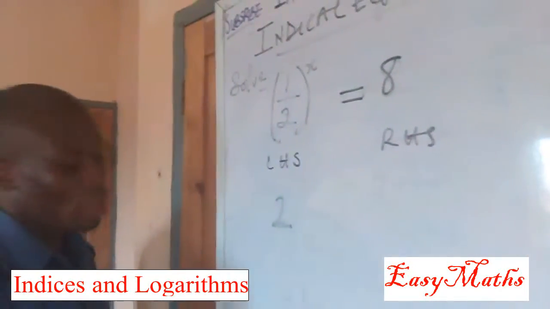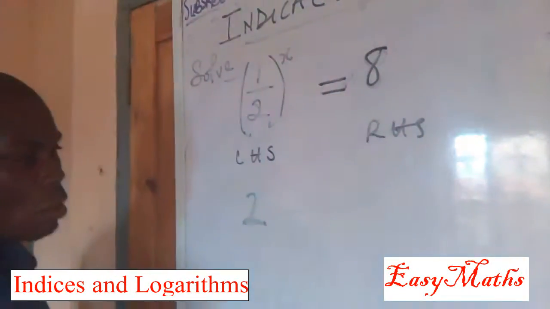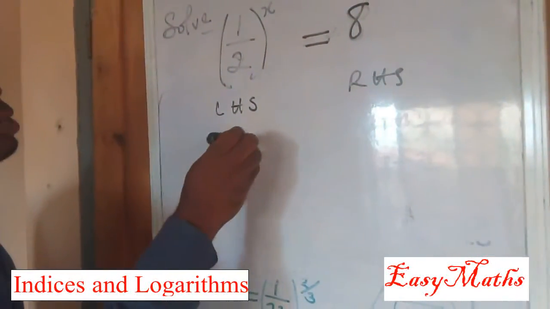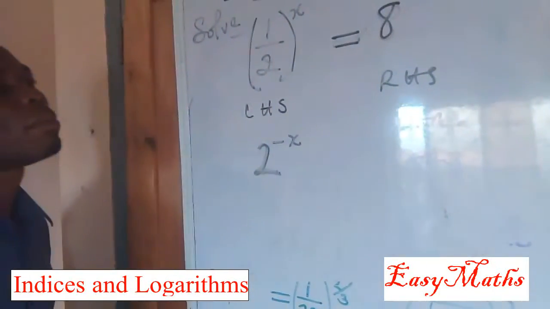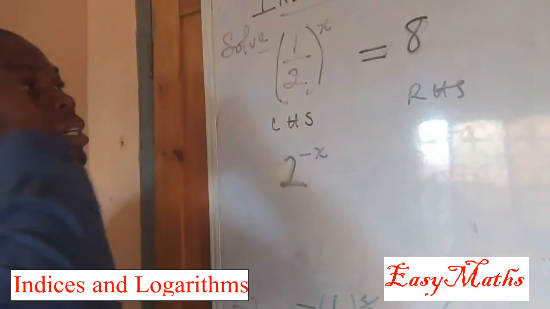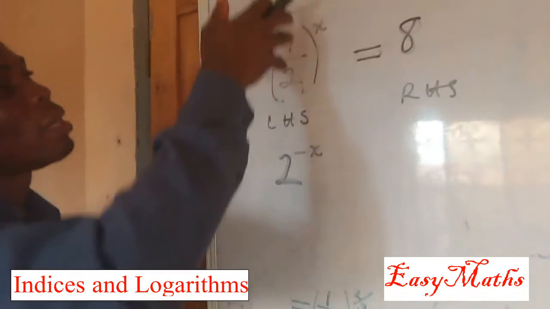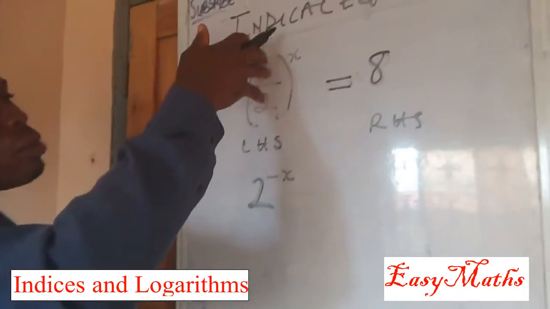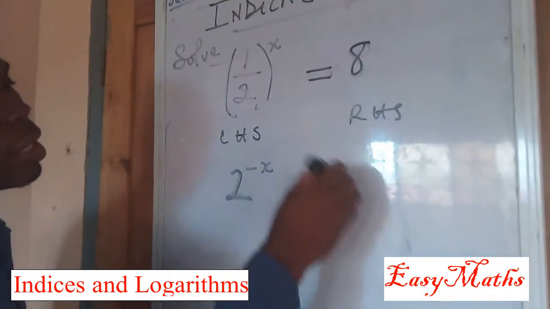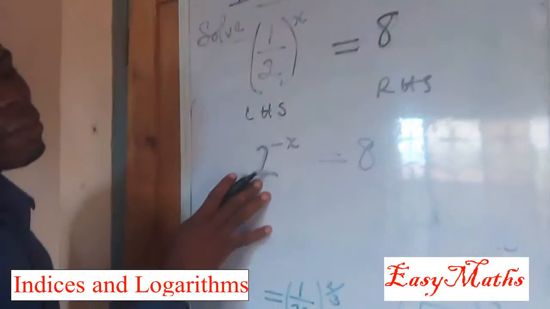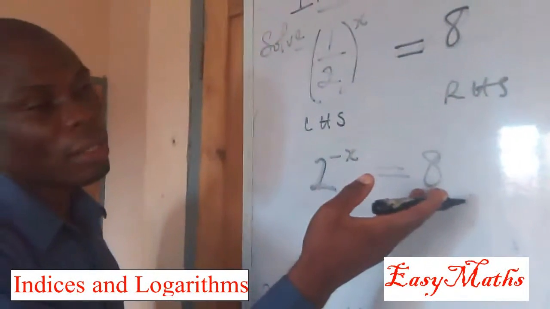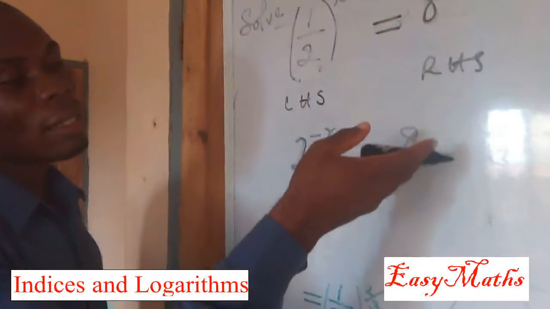2 raised to the power of minus x. Where am I getting the minus from? Because it's a fraction. Remember the negative index law. The x here is positive power. So this is 1 over 2. The reciprocal of 1 over 2 is 2. So 2 raised to power minus x, which is equal to 8. So what is on the left hand side there is 2, and what is on the right hand side is a value 8. So you need to express this in index form.